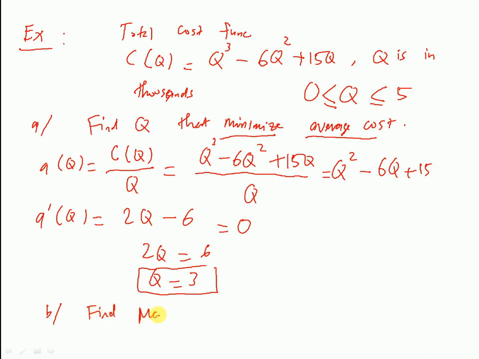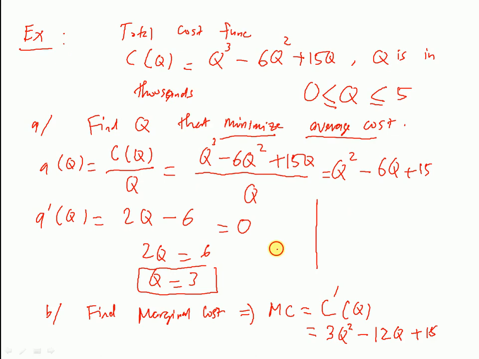And part B, find the marginal cost. Again, the marginal cost is just the total cost function, take the first derivative. Now your C of Q is here, so apply the power rule and take the first derivative: bring down 3, subtract 1 from the exponent, and bring down 2, subtract 1 from that, so 6 times 2 is 12, plus 15. So this is the marginal cost. This is the value of Q that gives you the minimum value for the average cost.